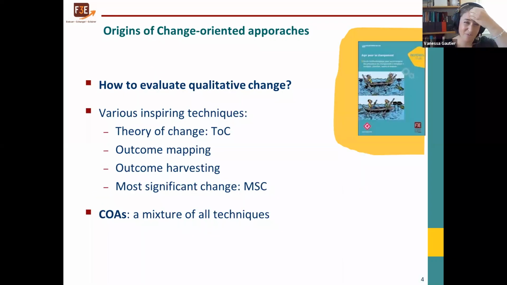What we call change-oriented approaches is not something that we really invented ourselves. It came out of a need for NGOs to better evaluate qualitative change. So we got inspired by various techniques that already exist, but are not very widely used in France. We wanted to make them available in France, by combining them into what we now call change-oriented approaches.